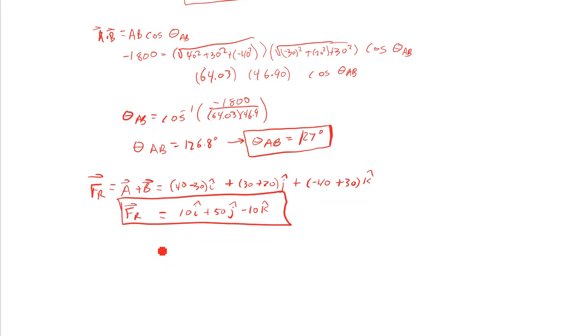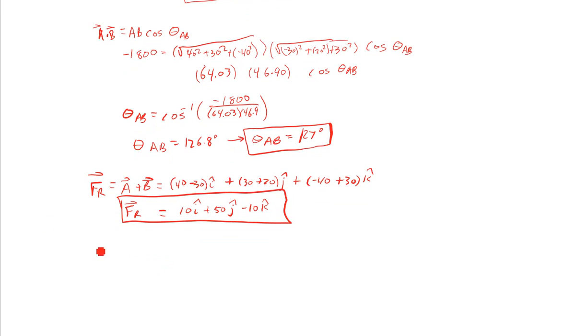Alright, and then we're asked for the magnitude of FR. It's going to be the square root of each of these terms squared. So we get 10 squared plus 50 squared plus negative 10 squared. That gets us 51.96, which to three significant figures, FR is 52.0.